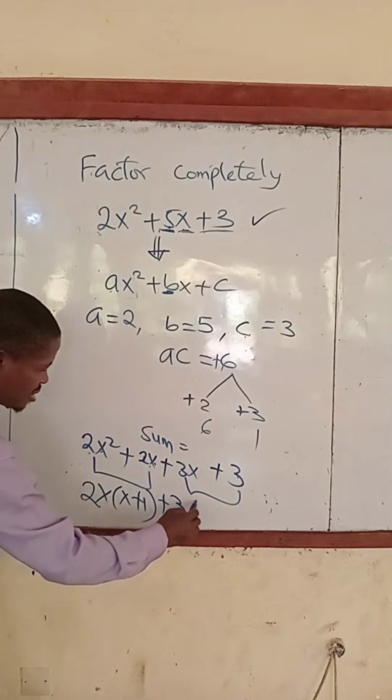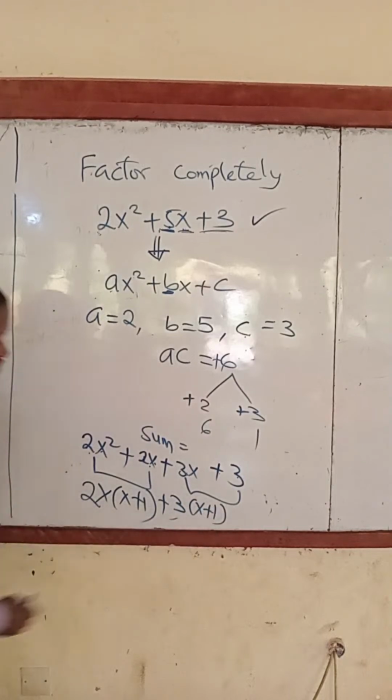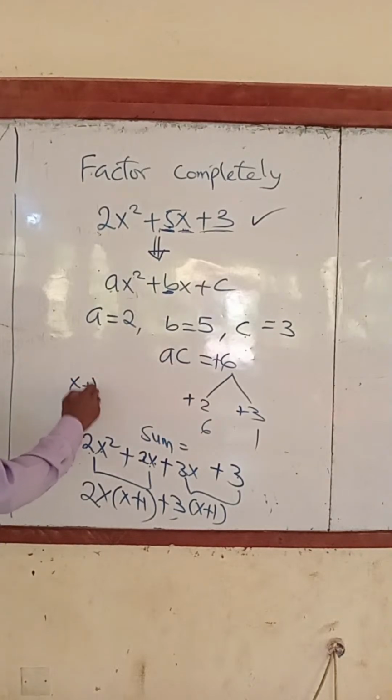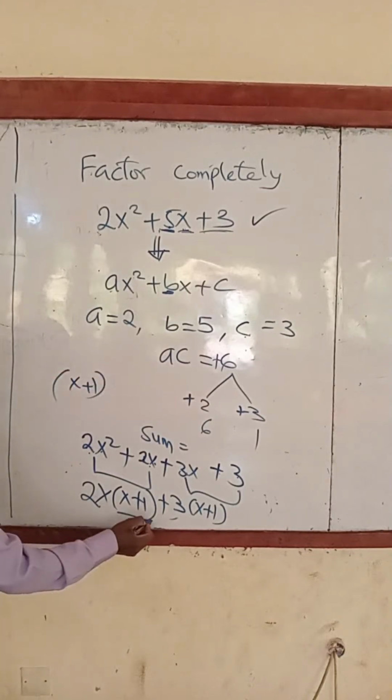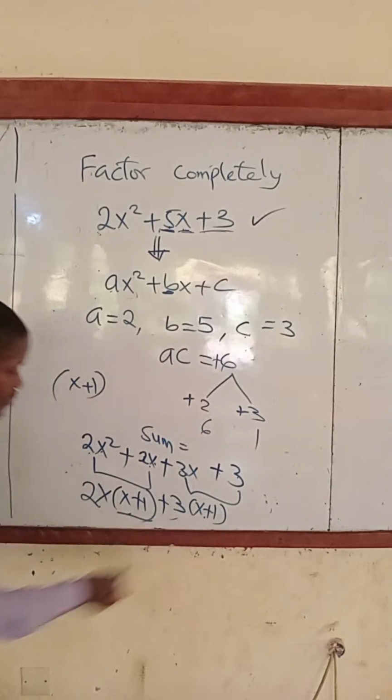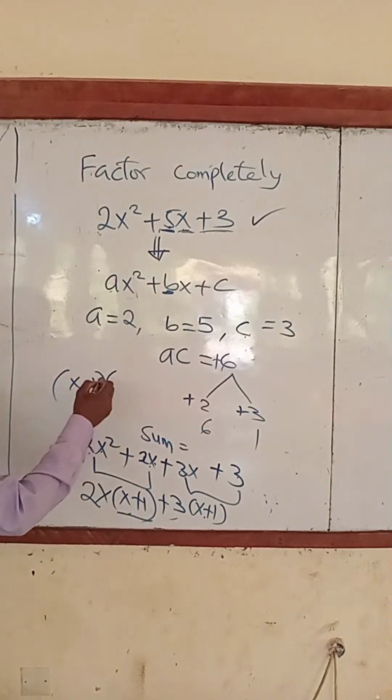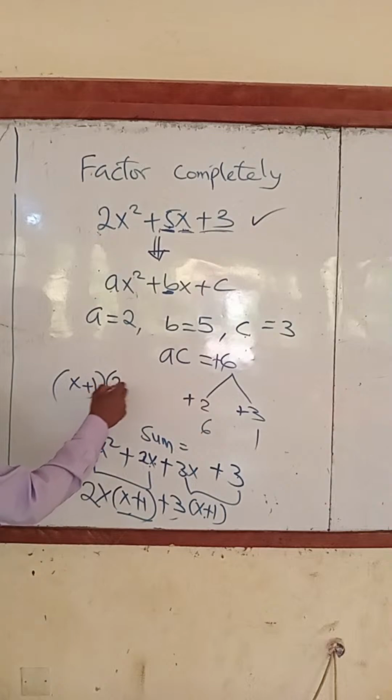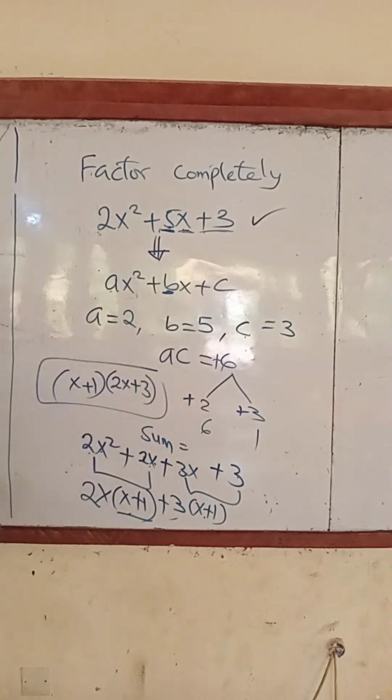3 is common, and that will be x plus what? X plus 1. So the final conclusion will be what? X plus 1 times what? You take one of this. This and this must be the same thing. Plus what? X plus 1 times 2x plus 3. That's your answer to that question.